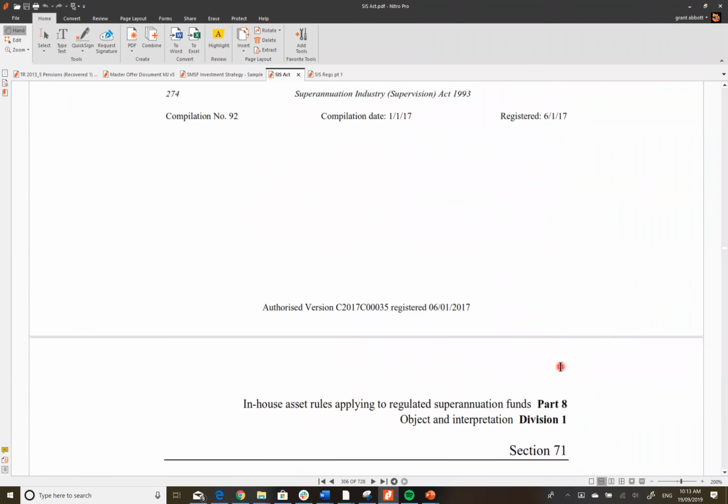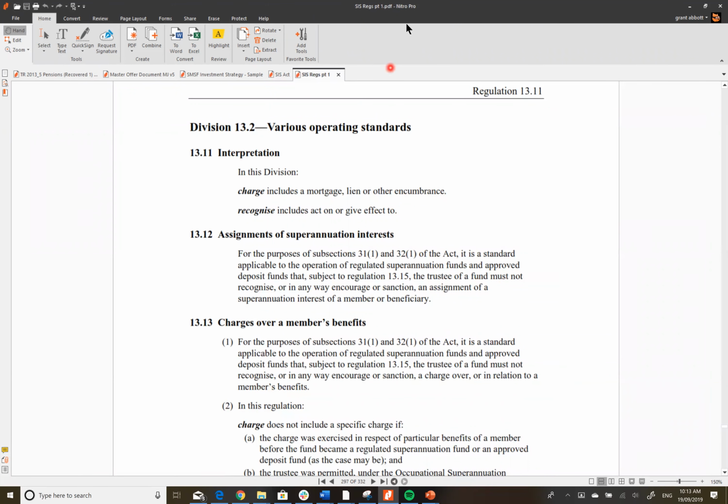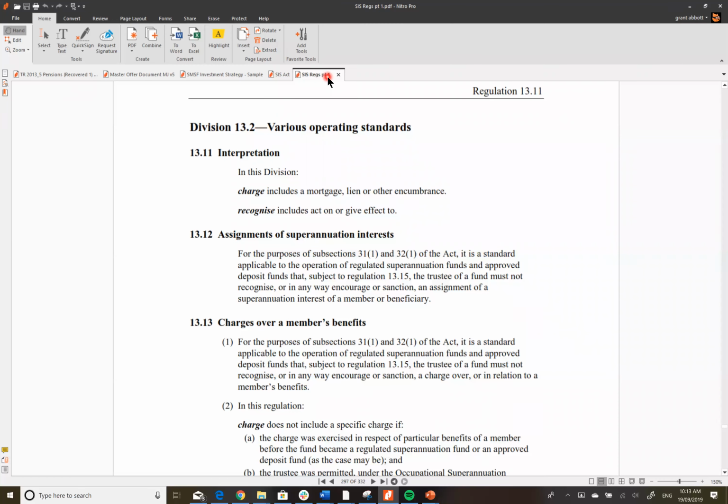Where we want to go is down to here, subsection J: an asset included in a class of assets specified in the regulations not to be in-house assets of any fund or of a class of funds to which the fund belongs. For this purpose, a class of assets may consist of, but is not limited to, assets that are investments in entities that undertake or do not undertake specified activities. So what I need to do is go to the regulations, and I'm in division 13.2, which is a various operating standard. So I've gone from the Act, which is 71.1J, and I'm now going to the SIS regs.